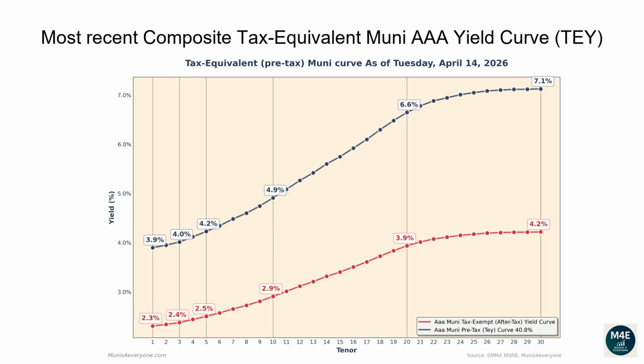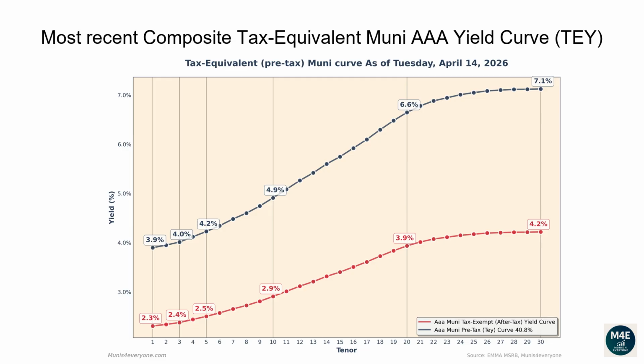Let's now go over the most recent composite tax-equivalent Muni AAA yield curve. The following graph shows, in red, the tax-exempt, after-tax Muni yield curve, versus in blue its tax-equivalent, pre-tax version assuming a 40.8% top tax bracket, as of April 14, 2026. Why would you care to see the tax-equivalent version of the Muni yield curve? More on this later. Let's first go over the pre-tax, aka tax-equivalent yield curve.